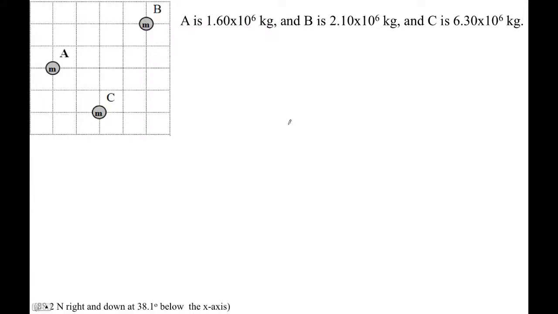Alrighty, let's see. Okay, so now these are masses, right? So remember that we're trying to find the force on mass A. Remember that all masses attract each other. The force of gravity is always attractive. So the force of C on A will be directly towards C. It's attracted to C, right?